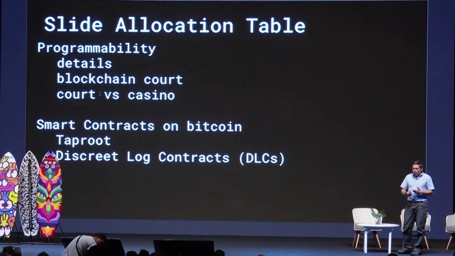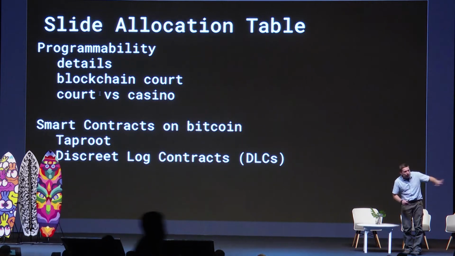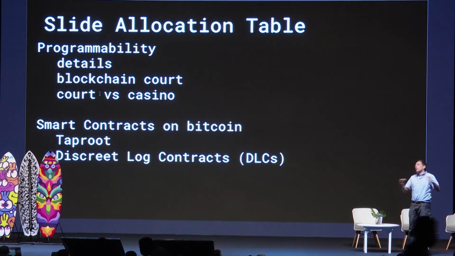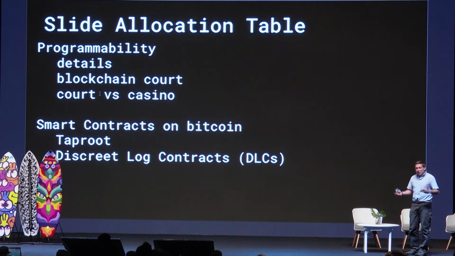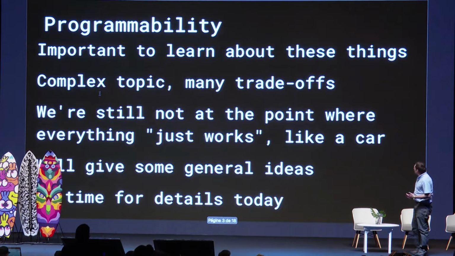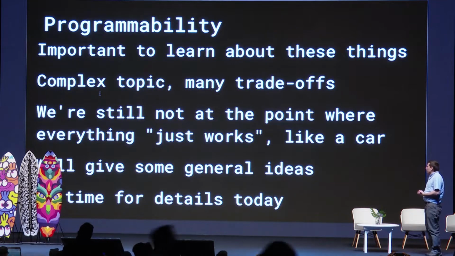So one thing is, I have 19 minutes and 9 seconds. I can't explain everything in Bitcoin. It's a great system. We try to make it as simple as possible, but there's a lot of stuff going on here. So I think it's really important to learn about these things. It's complex. There's no easy answers. There's trade-offs.